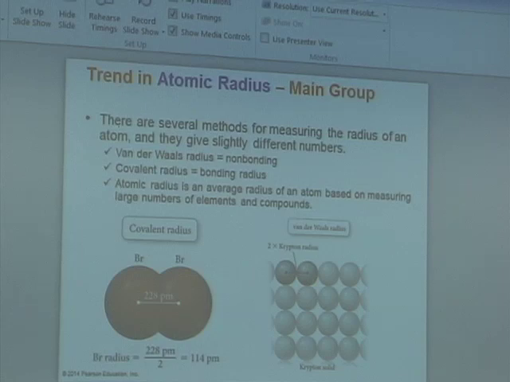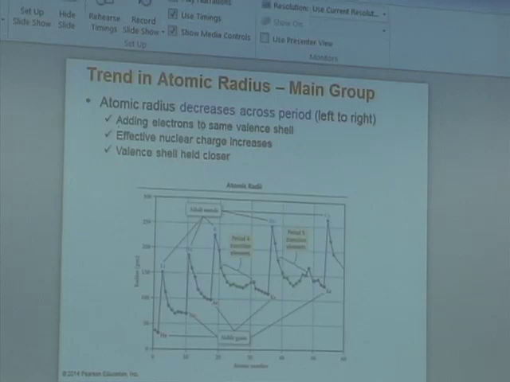What did you say, Reed? What happens to the radius as you go from left to right? I thought it decreases. So atomic radius decreases across the period, but increases down the group, right? So decreases left to right. But it's not true when it's the ions, so you'll know.